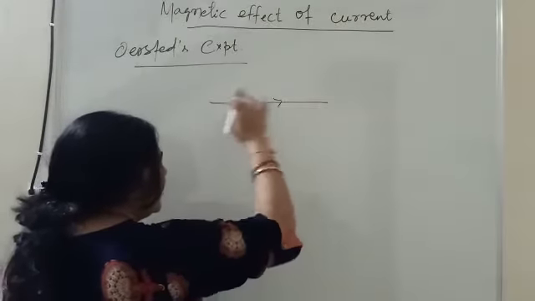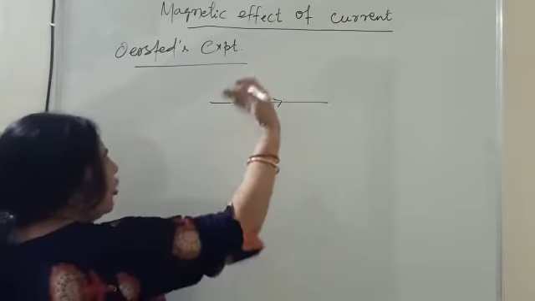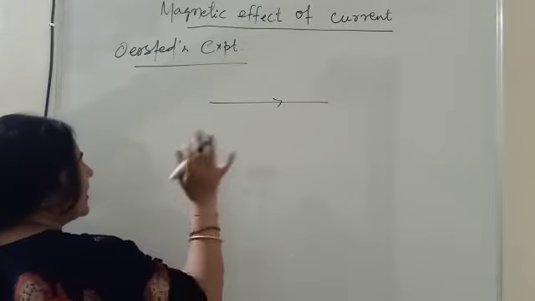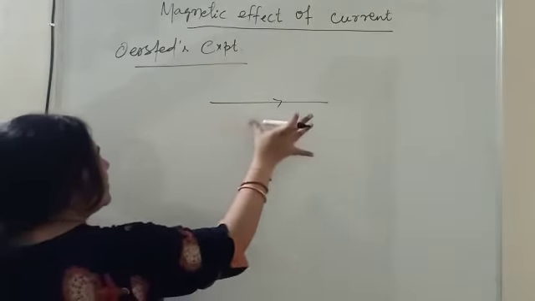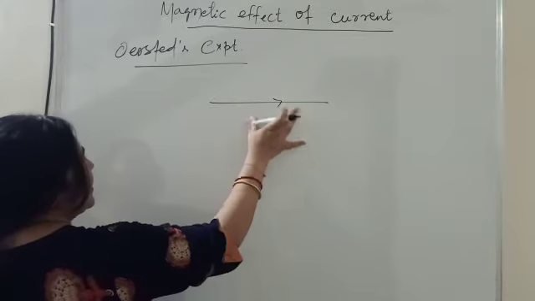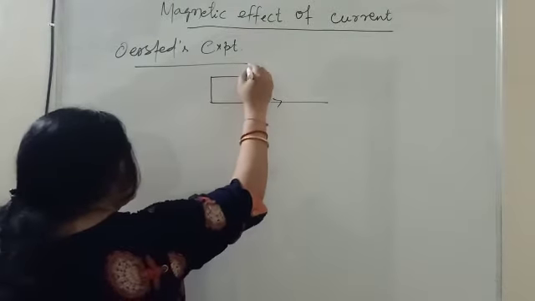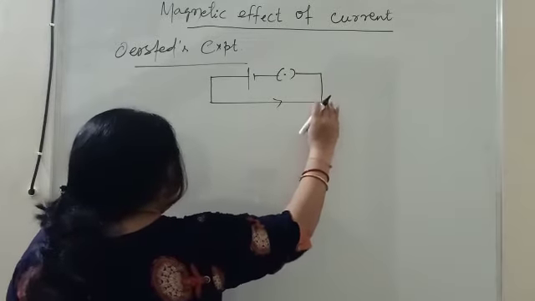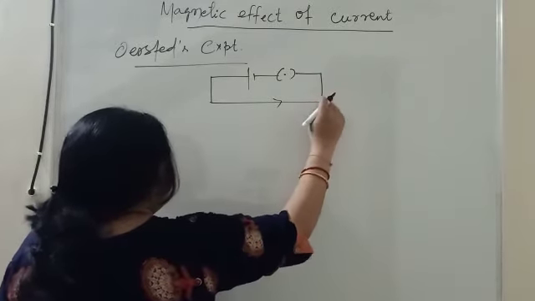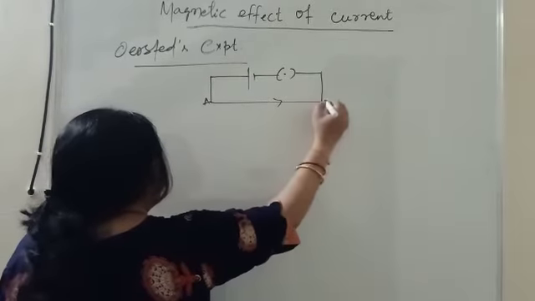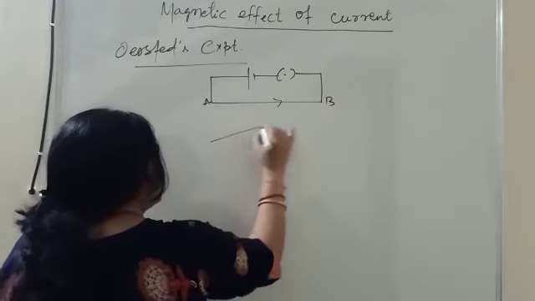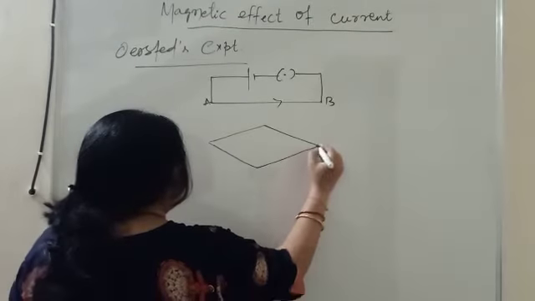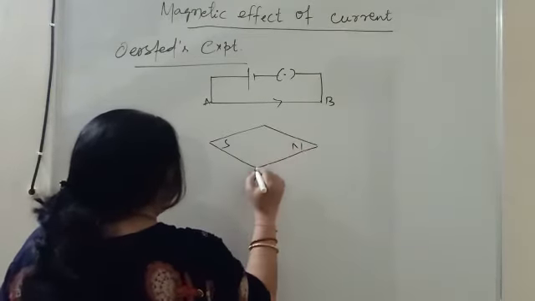That means when a current is flowing through a conductor, a magnetic field is produced all around it. How can he show that? Suppose he has taken a straight conductor with a proper arrangement. This is a cell connected, this is a key, so this is the circuit he has taken. Let's suppose AB is the conductor, which is kept just over a magnetic needle. This is the magnetic needle.